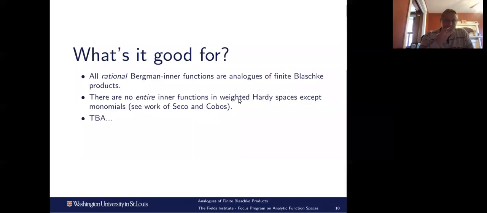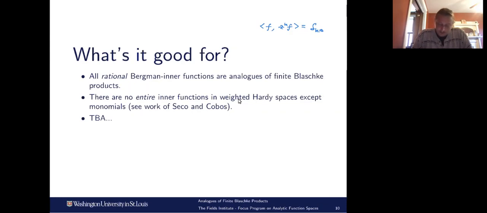And so what I want to end with is answering what it's good for. What we were able to show in this paper is that all rational Bergman inner functions, so functions in the Bergman space that are rational and satisfy, say, the inner product of f with z to the k being delta k0, are all analogues of finite Blaschke products, meaning that you can actually write them as a linear combination of reproducing kernels.